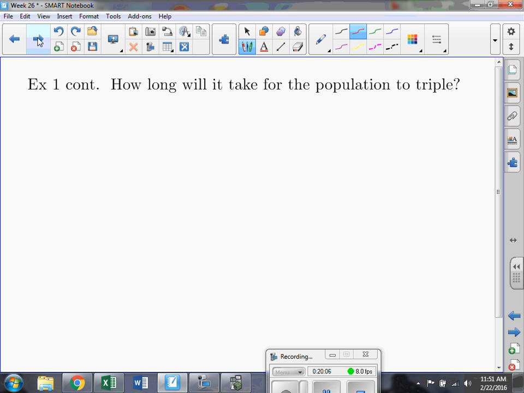And now that your eyes have glazed over, let's ask this question. How long will it take for the population to triple? We'll come back to the model.